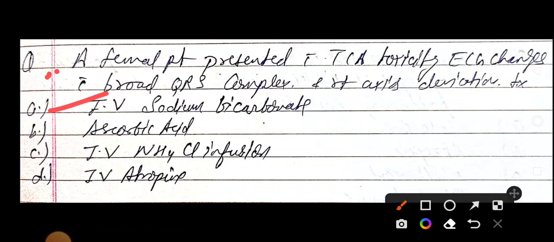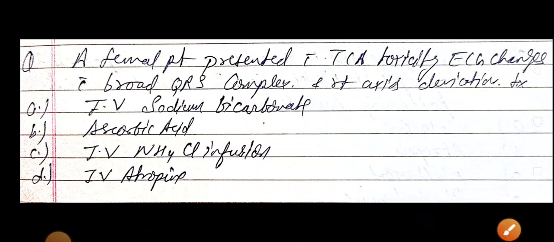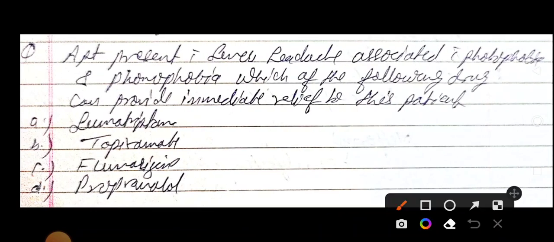And basic drug treatment is by quinine or strychnine or NH4Cl or by vitamin C. Okay, so these you have to remember. Now, a patient presents with severe headache associated with photophobia and phonophobia. Which of the following drugs can provide immediate relief to this patient? Sumatriptan, topiramate, flunarizine, propranolol. So guys, here the diagnosis you have to understand first.